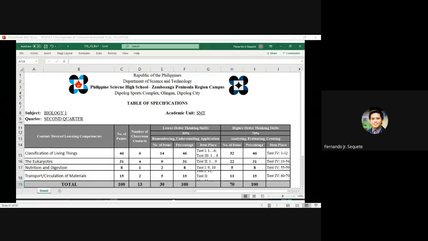I'll get a sample muna, ha, para makita niyo yung computation.